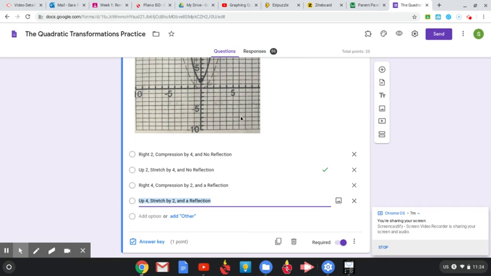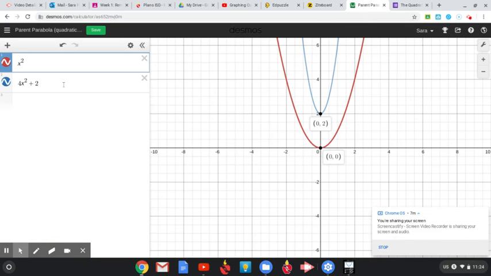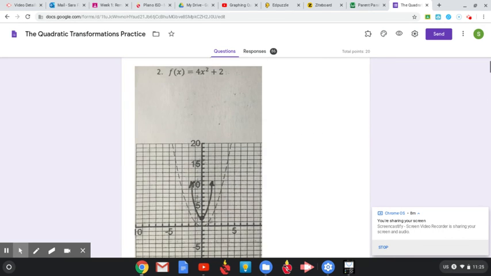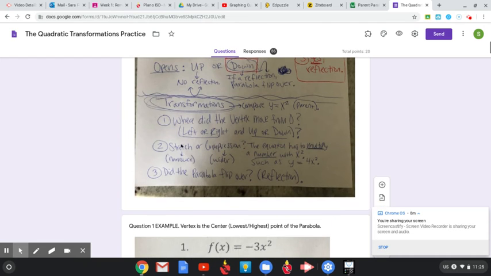So let's see. To be a stretch or compression, our equation has to multiply by something. It's adding 2. Is it multiplying by anything? What number is this equation multiplying by? Yeah, good job. It's multiplying by 4. So since it's multiplying 4, we know it's a stretch or compression. So just to give you that visual in our questions, stretch means narrower, compression means wider.